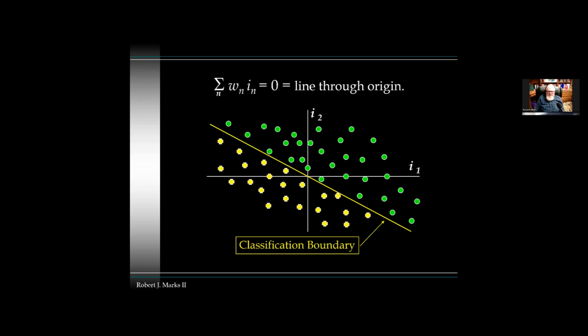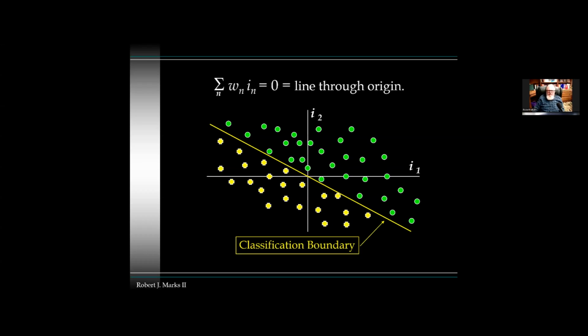And this manifests itself in higher dimensions. It turns out that in higher dimensions, there's a hyperplane which separates the 2. And that's your classification boundary. So up here in the green is classification 1. Down here is classification number 2.